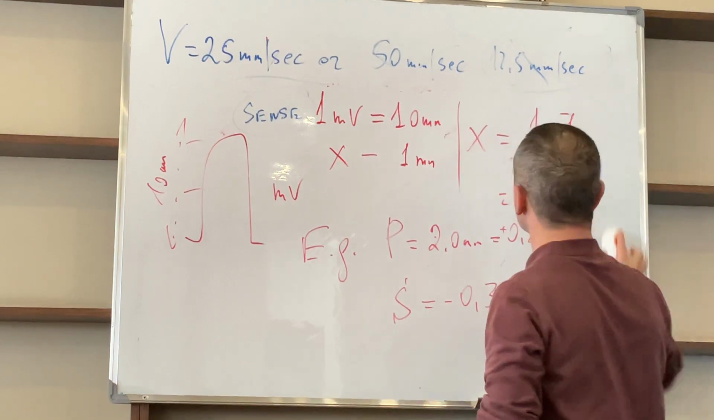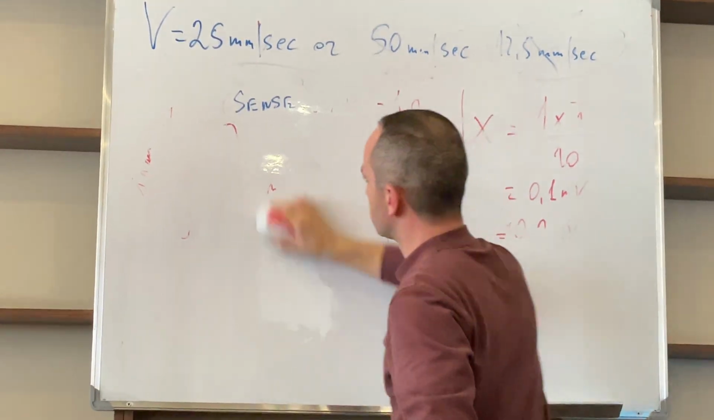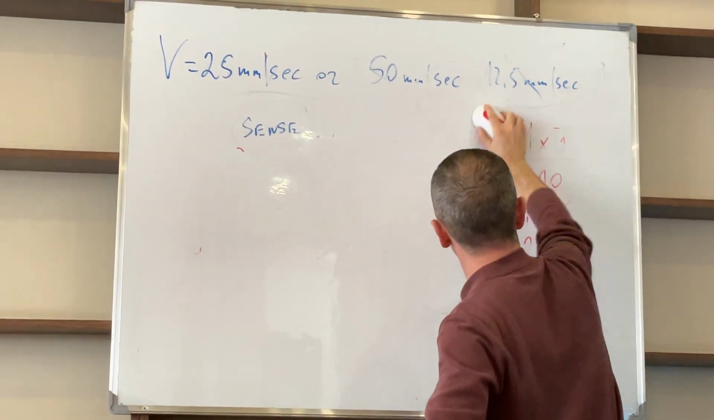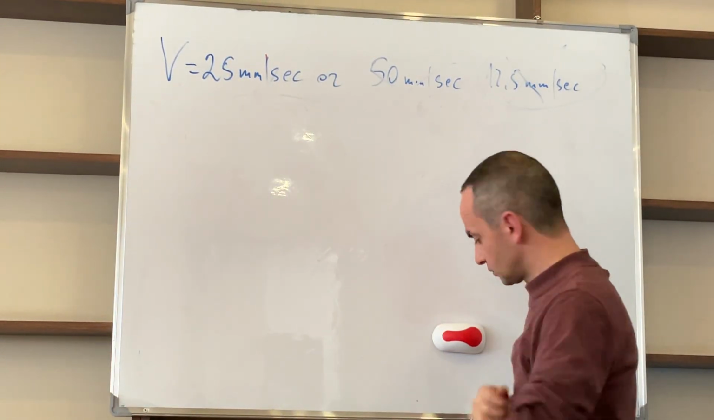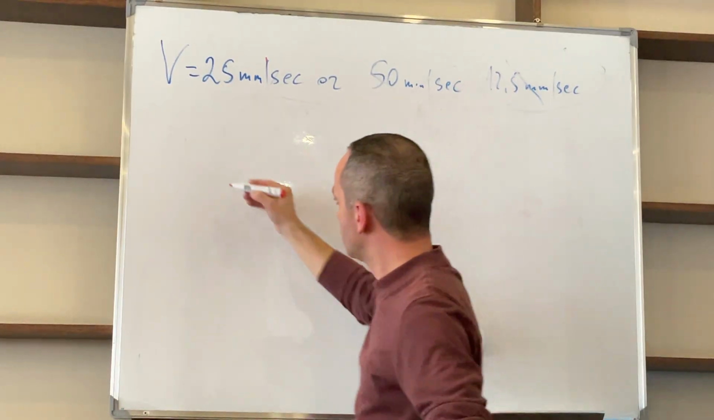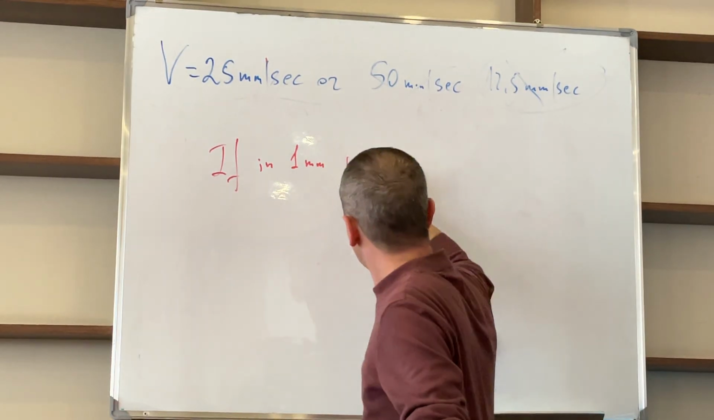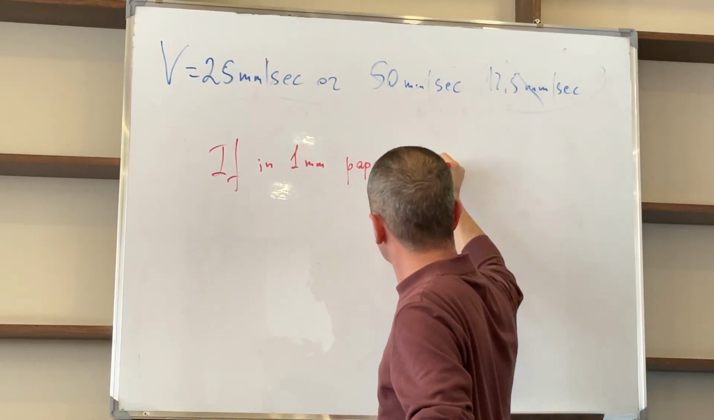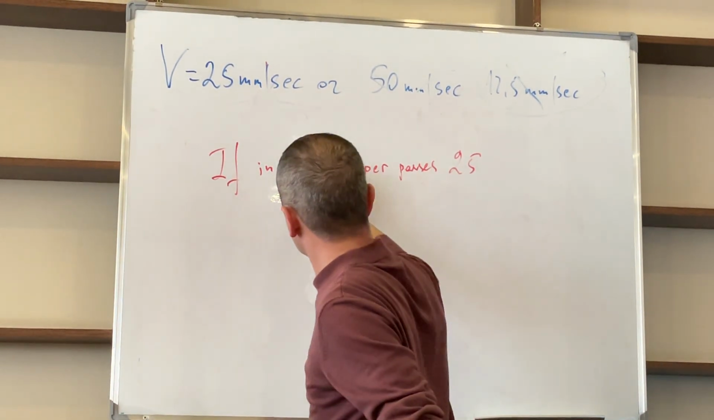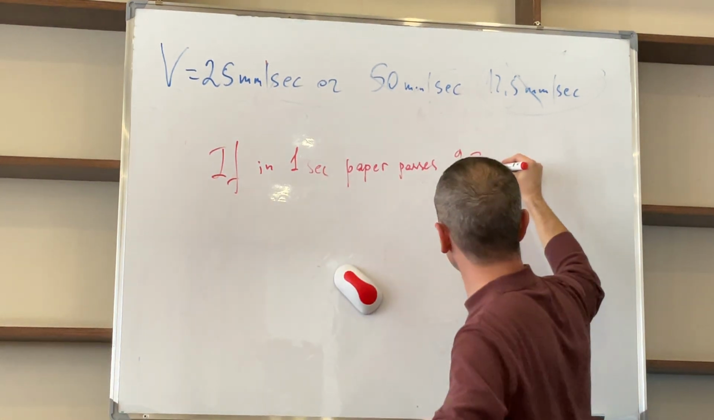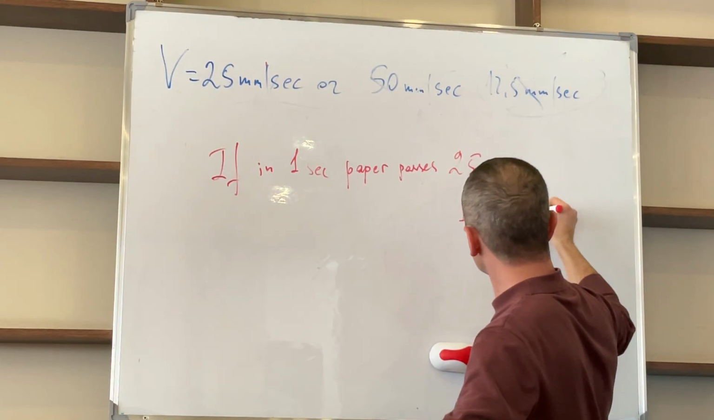Now let's understand how to measure. You remember that both horizontally and vertically, one small box is 1 millimeter. Now look, if in 1 second the paper passes 25 millimeters, we want to know how much time is 1 millimeter, which is one small box. It is 0.04.